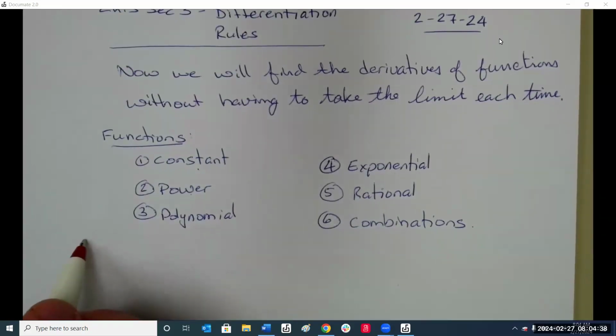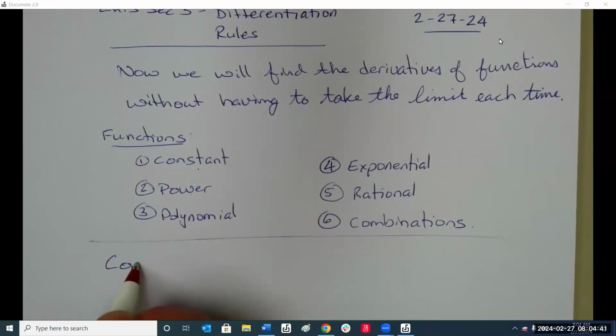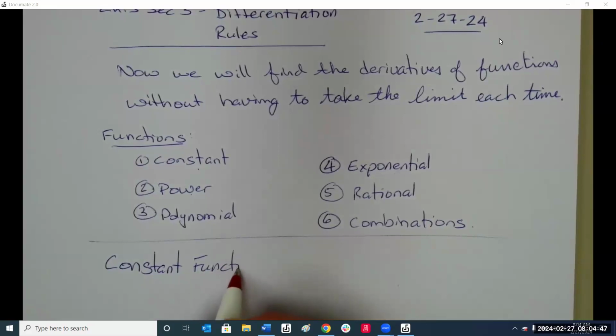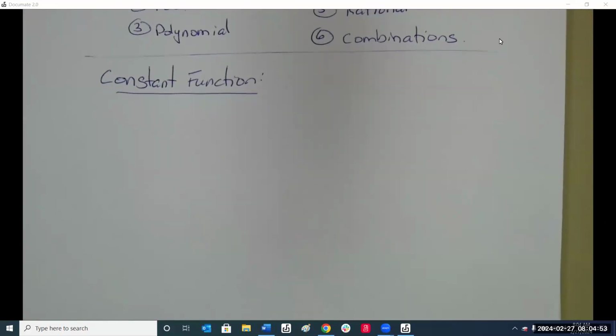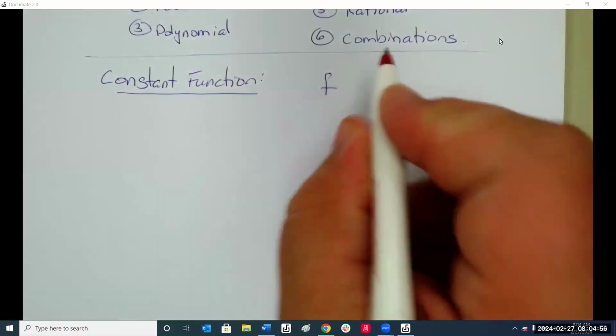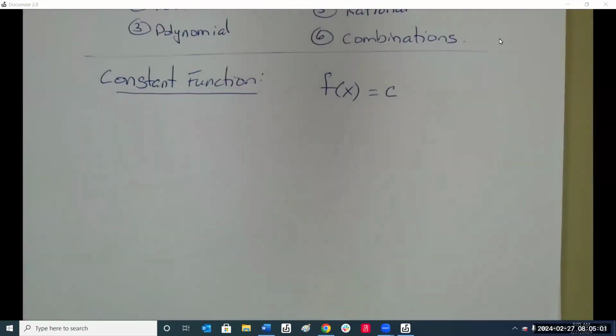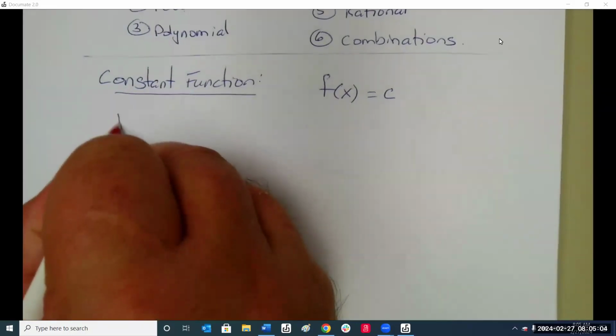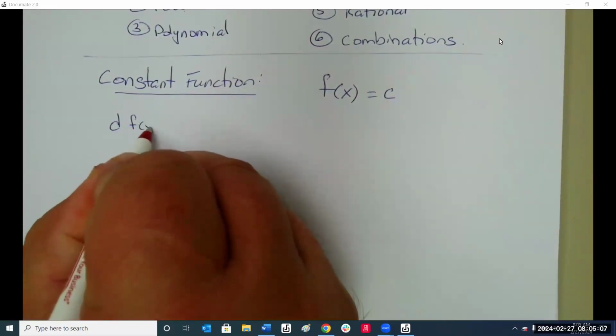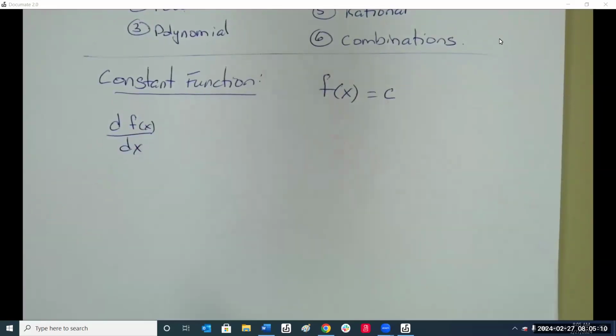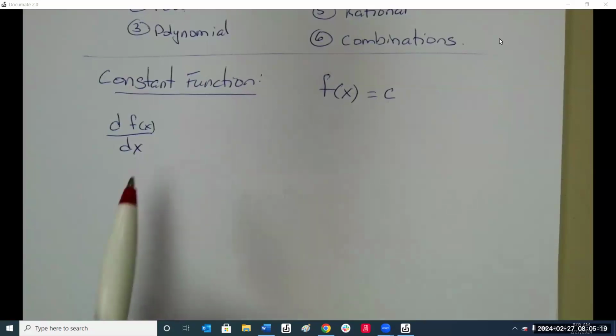So the first one we're going to look at is a constant function. Let's pretend our function f of x is some constant number, c. What does that mean? How would you read this?